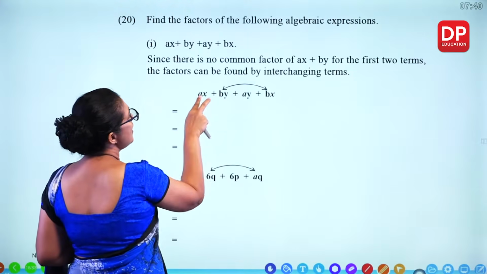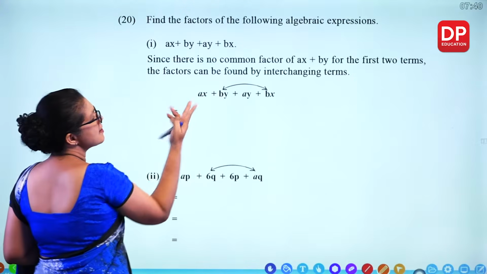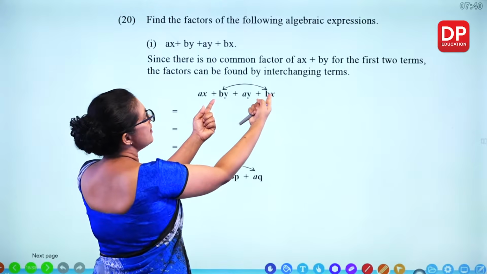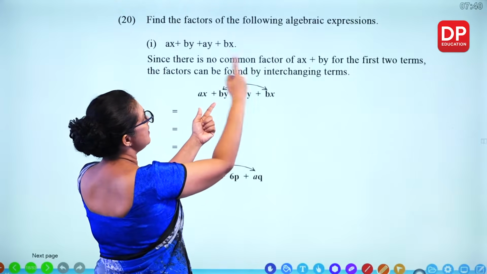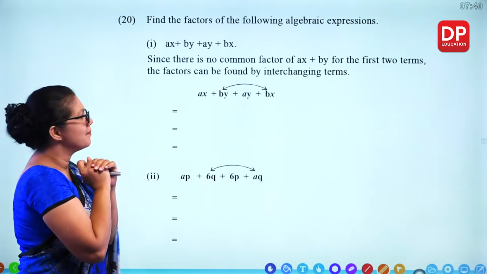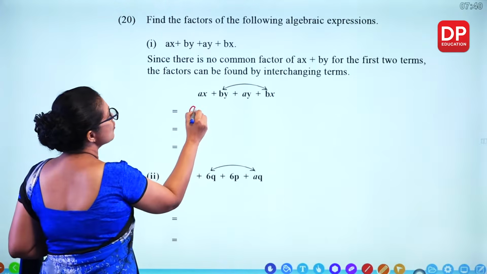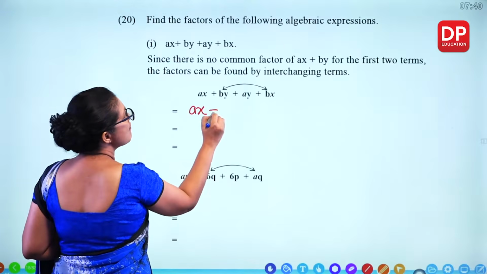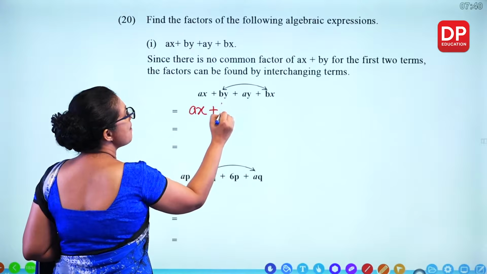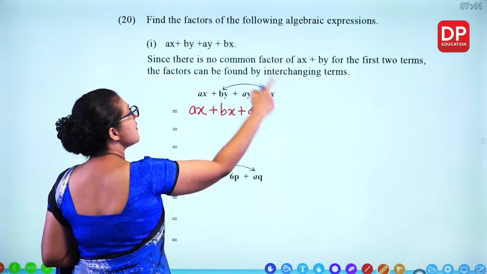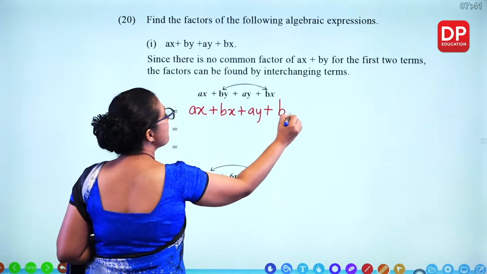Now by and ax, no common term. So I can switch this term here and this term there because x is common there. So I'll switch that. So first term I can write as it is. Instead of by, I can take this term here, bx. Then ay, and I can write this term there.